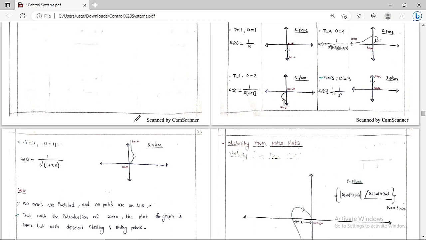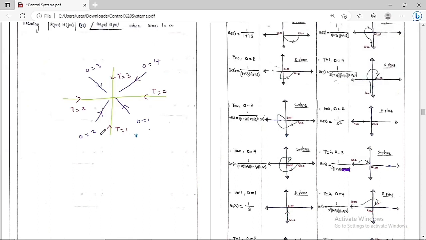So these are the different types of open loop transfer functions and their corresponding polar plots. If you remember this important picture, then you can solve any polar plot in a fraction of seconds. So this picture you always have to keep in your mind in order to solve these questions very quickly.